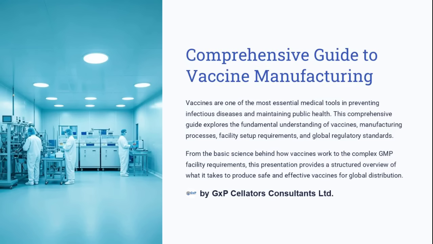Vaccines are one of the most essential medical tools in preventing infectious diseases and maintaining public health. This comprehensive guide explores the fundamental understanding of vaccines, manufacturing processes, facility setup requirements, and global regulatory standards. From the basic science behind how vaccines work to the complex GMP facility requirements, this presentation provides a structured overview of what it takes to produce safe and effective vaccines for global distribution.